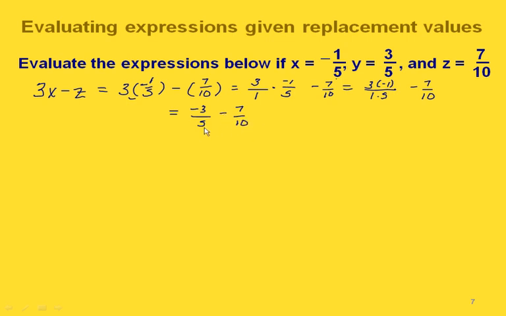Now our next operation to do is a subtraction, and we have unlike fractions. So we'll have to get a least common denominator. Since 5 is prime and 10 is 2 times 5, our LCD will be 2 times 5, or just 10. Now let's see if we can rewrite this so that we have a denominator of 10. Well, to get 10, we'd have to multiply 2 times 5, so we're multiplying that in the numerator and denominator. That gives us on the top a negative 6 and on the bottom a 10.